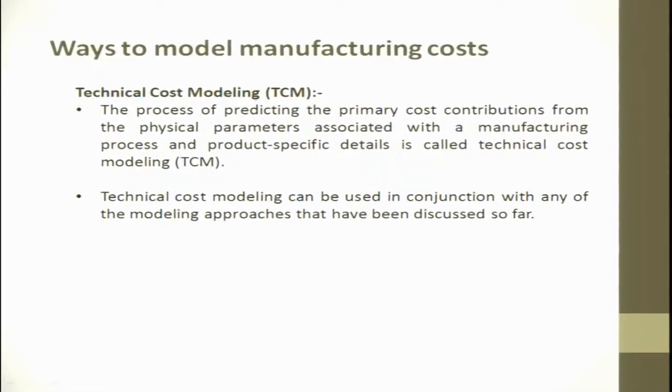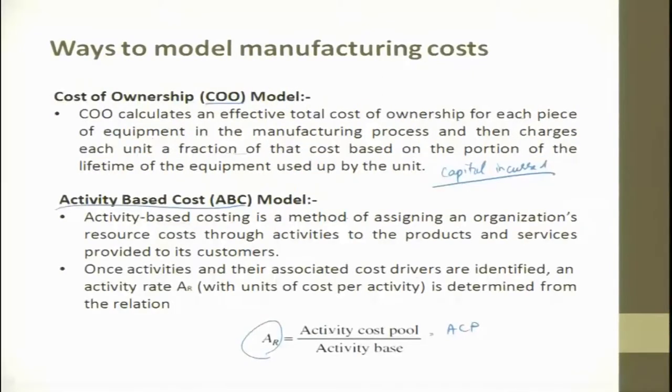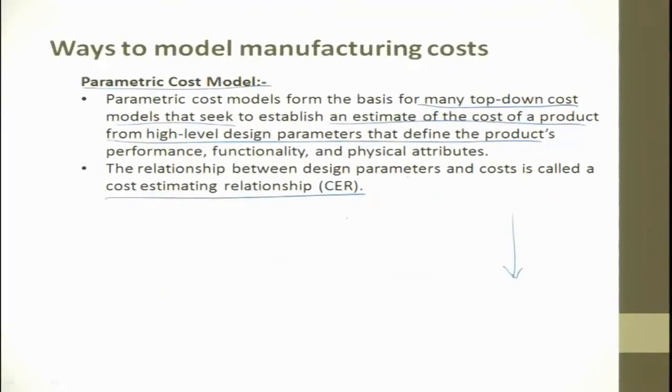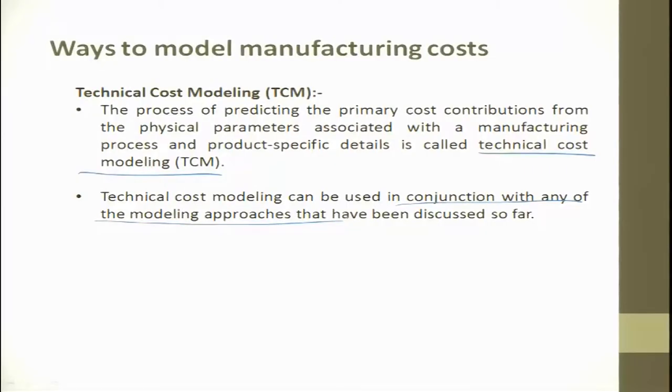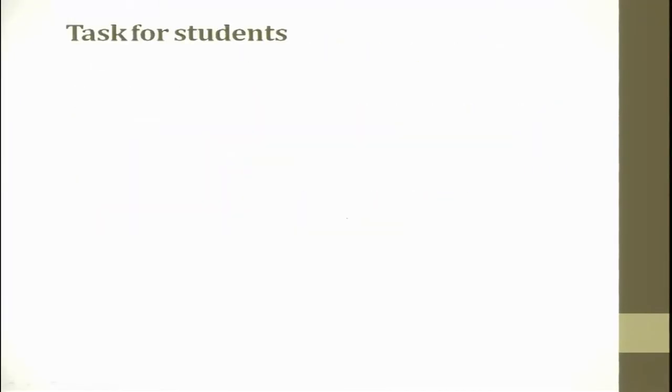The technical cost modeling, the process of determining the primary cost contribution from the physical parameters associated with the manufacturing process and the product specification, is called the technical cost model. This can be used in conjunction with any of the model approaches discussed so far. So what all did we see? We saw cost of ownership, activity based cost, then parametric cost model, and finally the technical cost model.